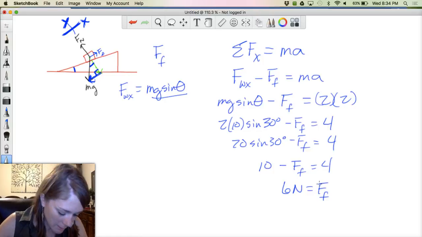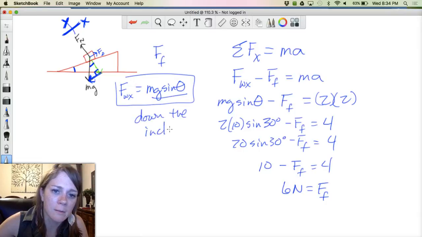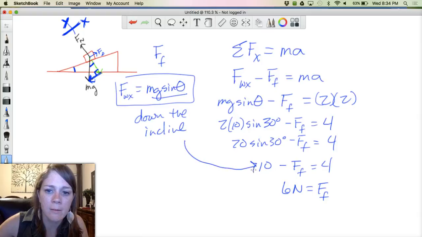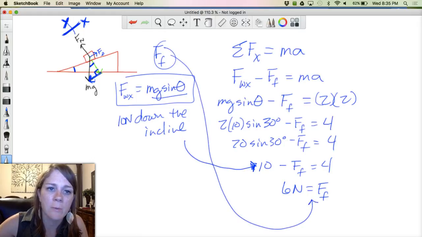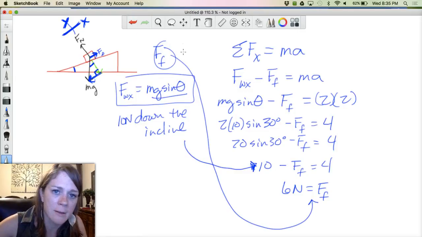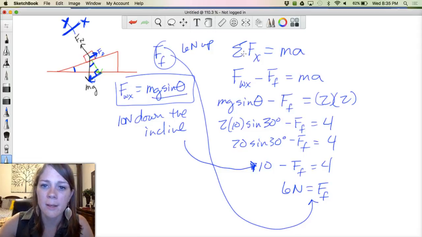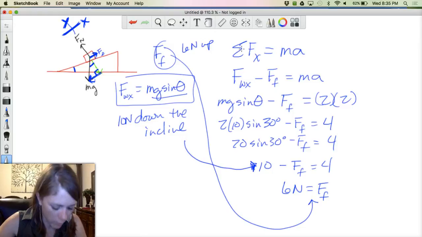6 newtons. So the correct answer is D, because this component is down the incline, and we found that right here. That's 10 newtons. So we have 10 newtons down the incline, and the frictional force we found here is going to be directed up the incline. So D is the correct answer. 10 newtons down and 6 newtons up the plane. All right, so that is the answer to number 13.